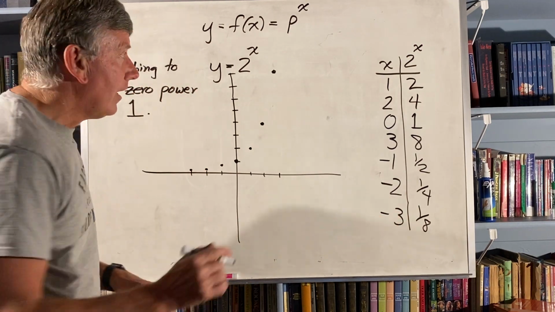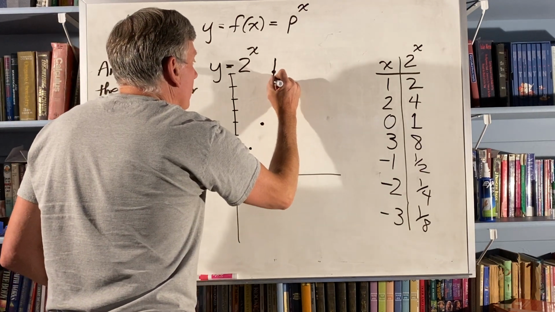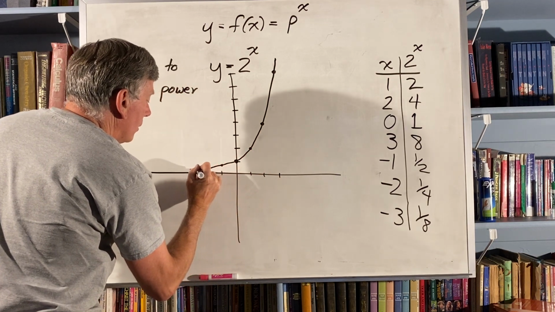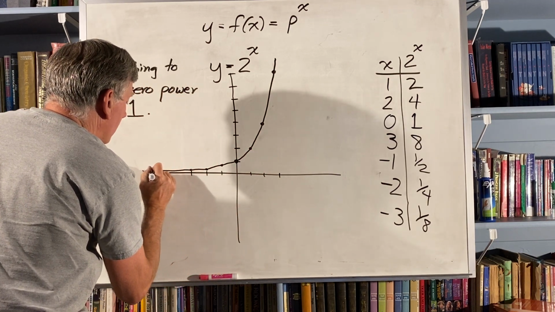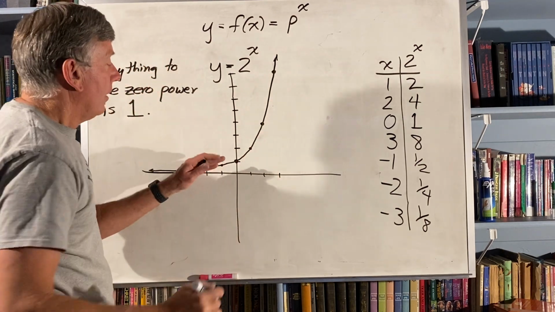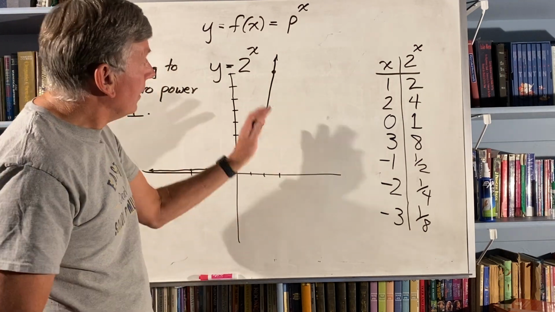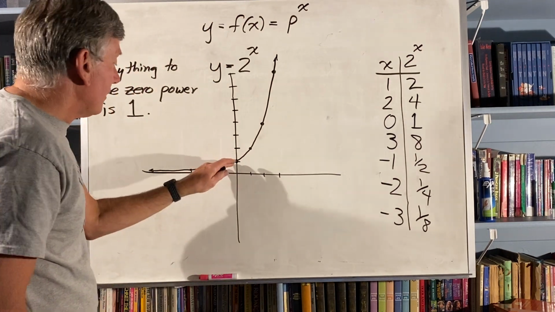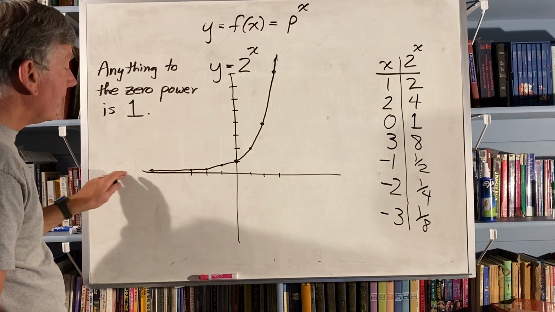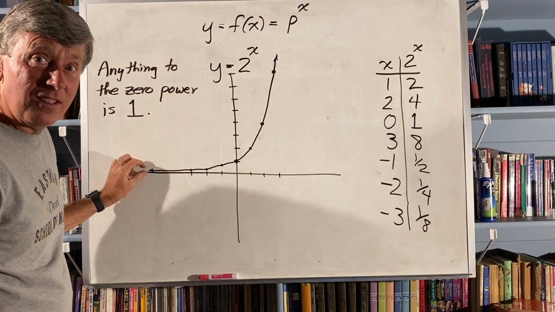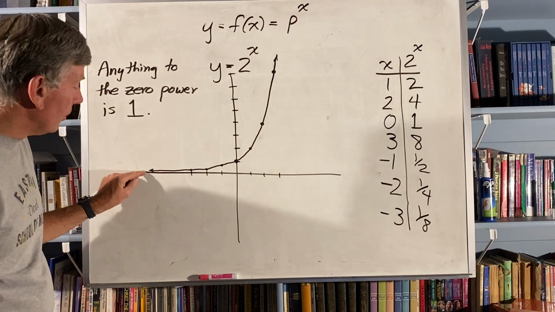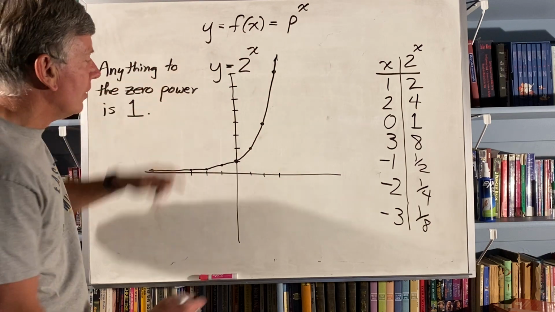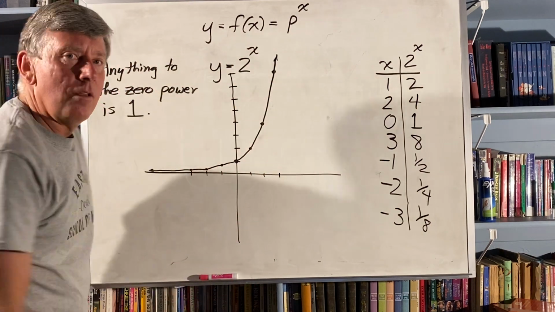And if we connect the dots, we're going to get this. And as x gets big, 2 to the x gets really big. As x gets very large negatively, 2 to the x gets very small, but it never crosses this x-axis. Never does. The exponential function is always positive.